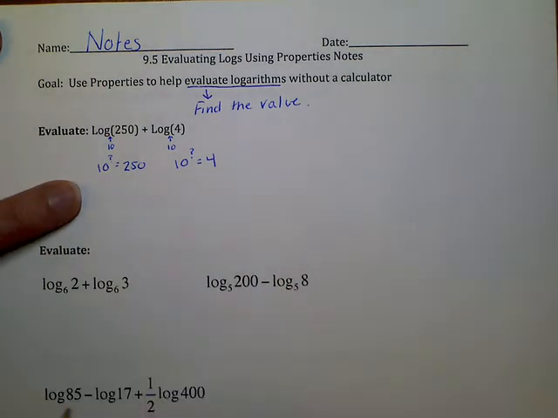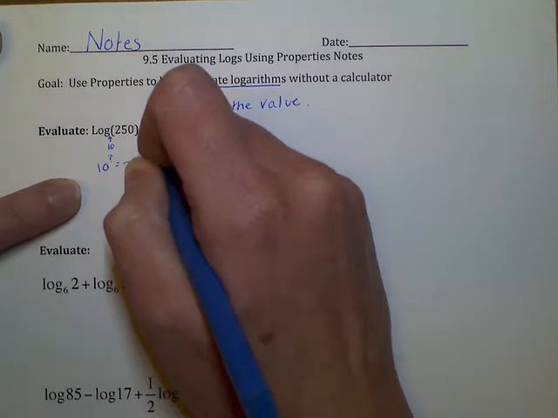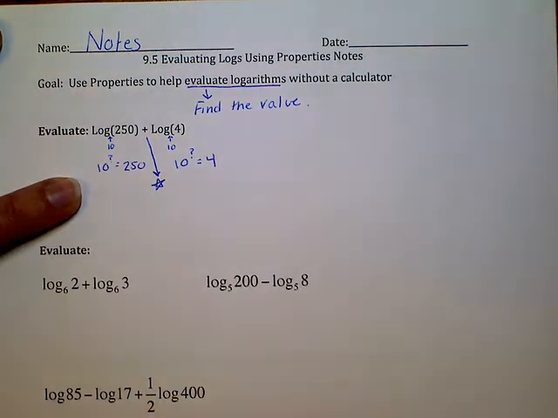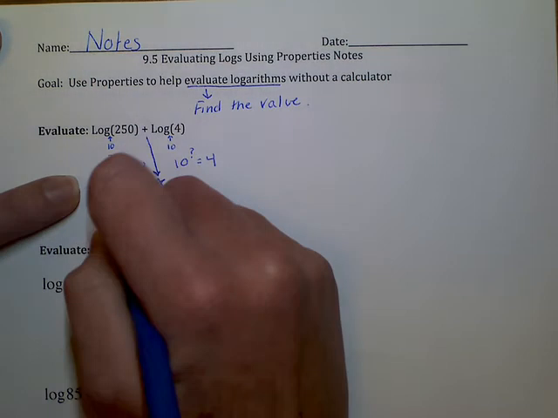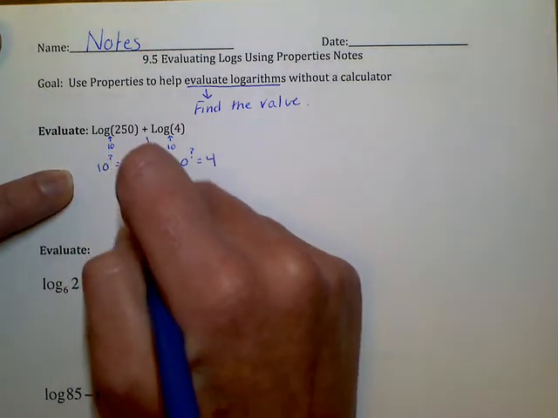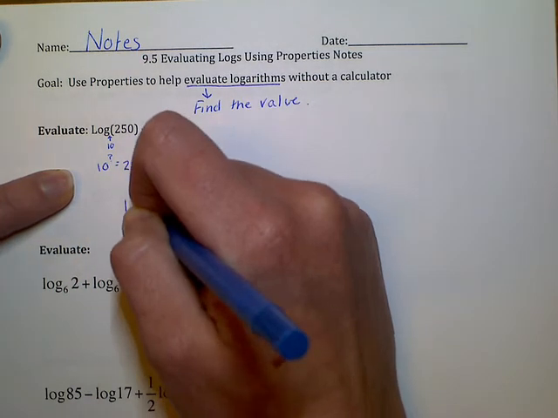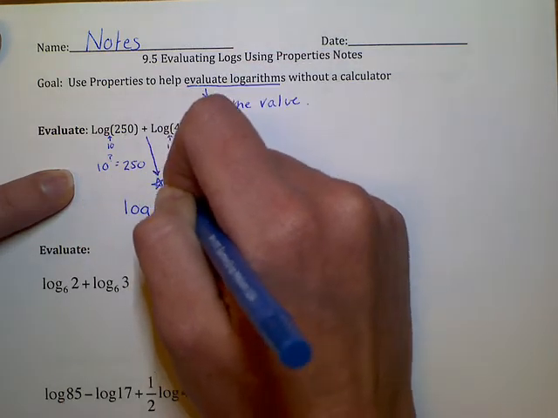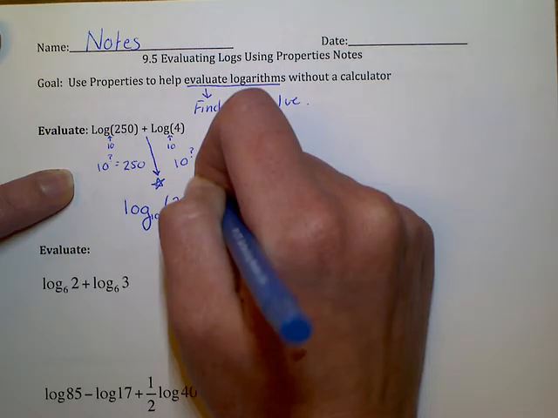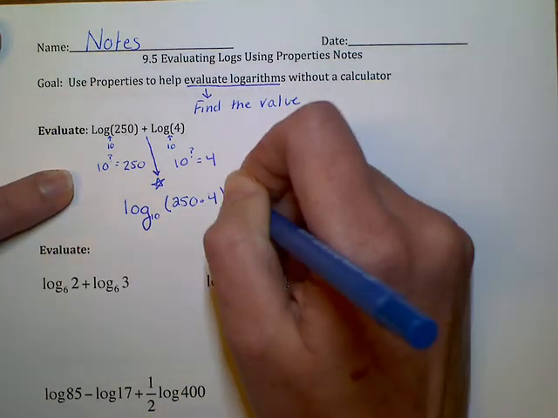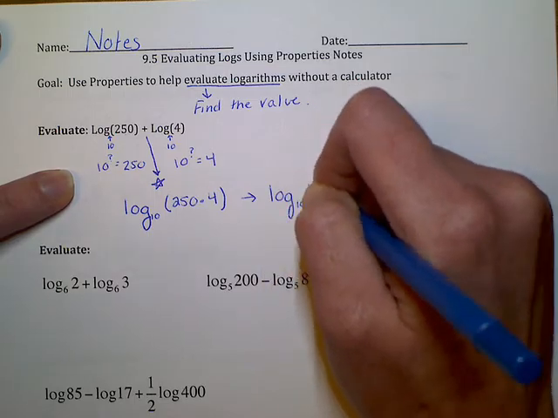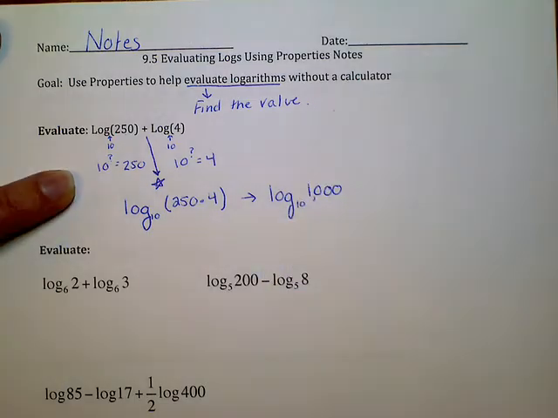So we need a backup plan. And luckily, the previous days we have spent talking about what happens when I add two logs together with the same base. And we know that we can condense into one log with that base of 10 by taking the insides and multiplying them. 250 times 4 is 1,000.